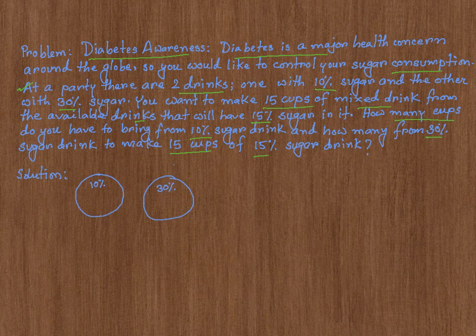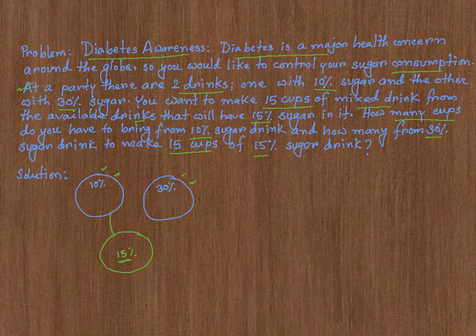This problem is easier to understand if I create a diagram. So this is my 10% concentration drink, this is my 30% concentration drink, and I want to make something which is going to have 15%. And the problem is asking how many cups do I need to bring from here and how many cups do I need to bring from here in order to have a 15% drink. So I will bring some amount from here, some amount from there, and if I mix it together, it will give me a 15% drink of 15 cups total.